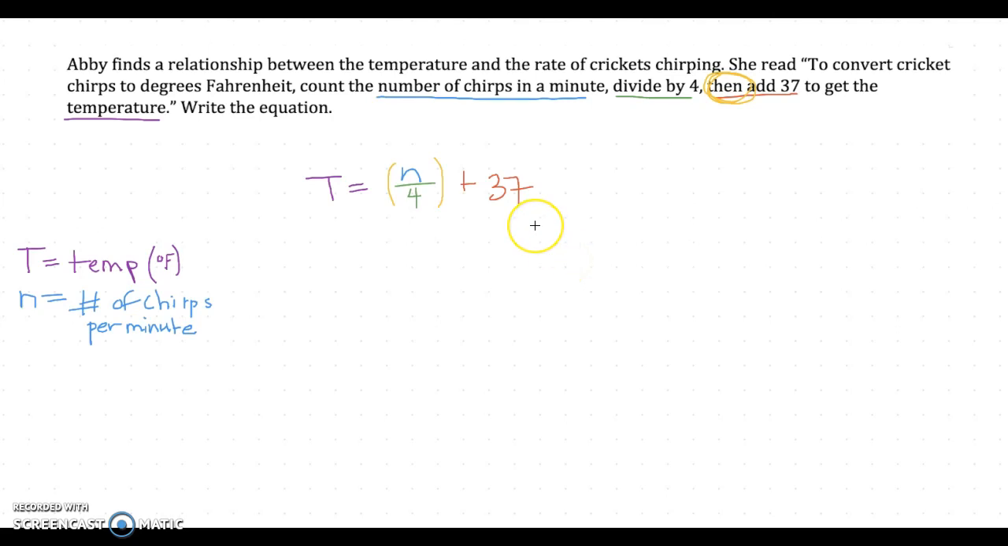So now I just want to go back and make sure that I have everything covered. It says to convert cricket chirps to degrees Fahrenheit, which is what we're trying to do. Count the number of chirps, which was N, in a minute. Divide by 4, and it says then add 37. So I've got all my pieces. I have my N and my T defined over here, and so my equation is complete.